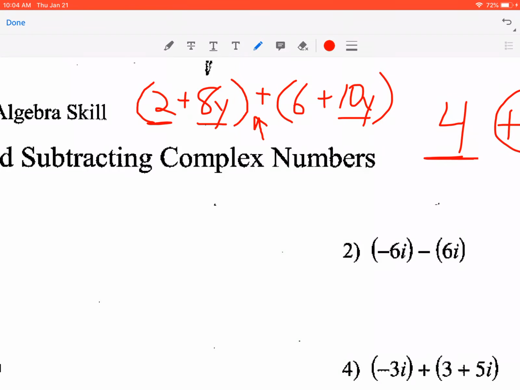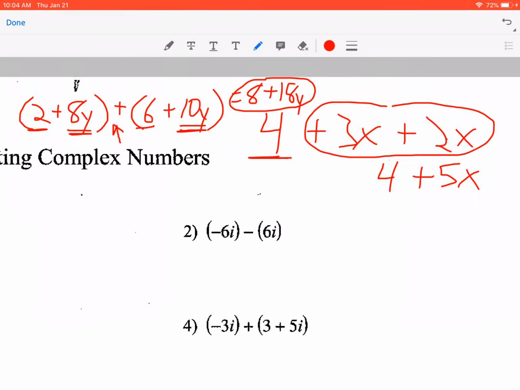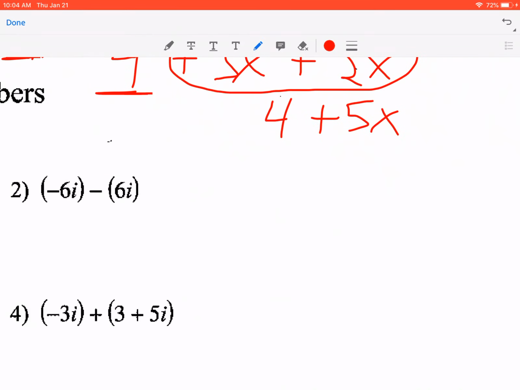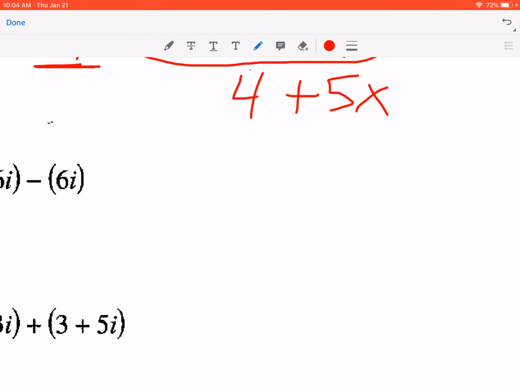So right now I see a 2 and a 6, so that adds up to 8. I see a 8y and a 10y. Those are both positive, so 8y and 10y is plus 18y, and that's the best you can do. They don't go together because they're not like terms. Now, the only other problem that might be a little bit more difficult, I'm going to put it over here, is if we sometimes have parentheses with a negative sign.